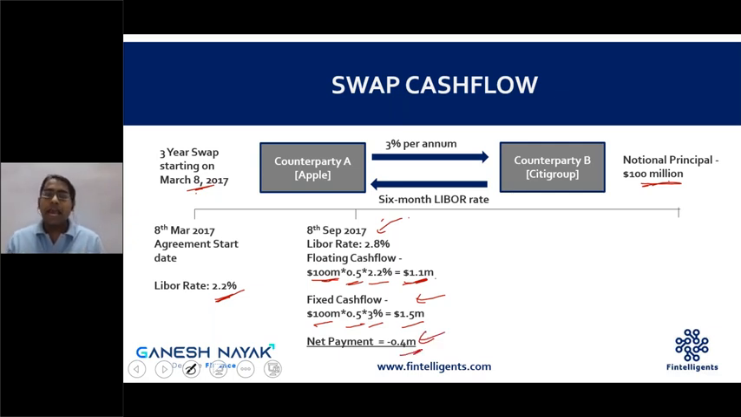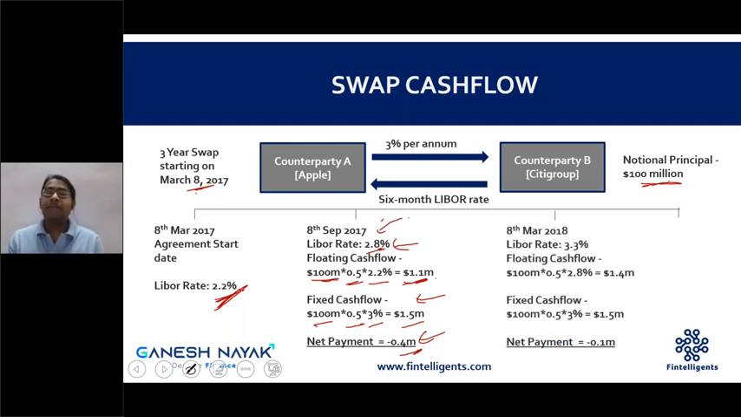Okay. And on this date, as we make the payment, we are making payment basis the last LIBOR rate that was 6 months back. But today we know that the LIBOR rate for the next 6 months is 2.8%. We can see that this is also on an annualized basis. So what will happen? We go to the next 6 months date. That means 8th March 2018.